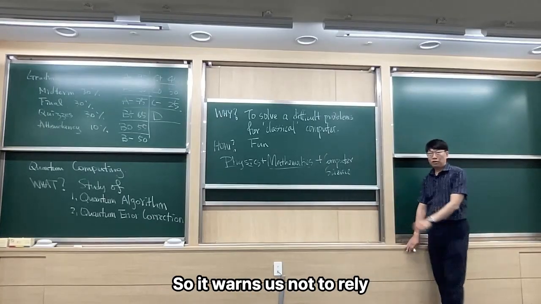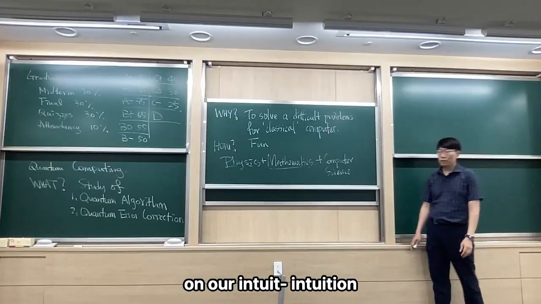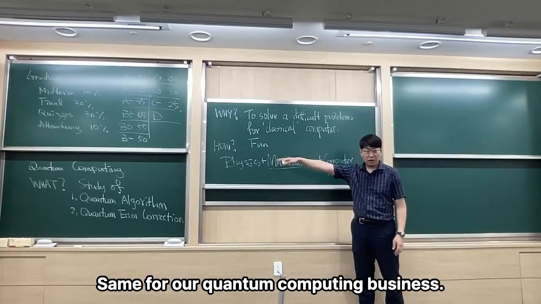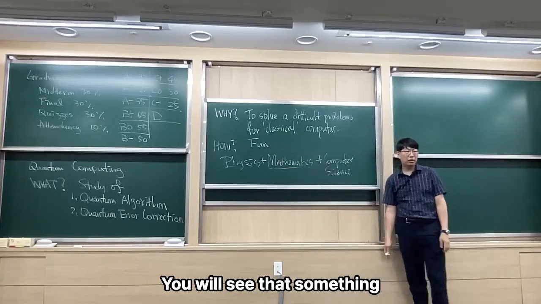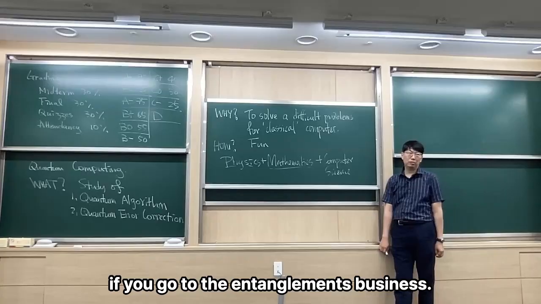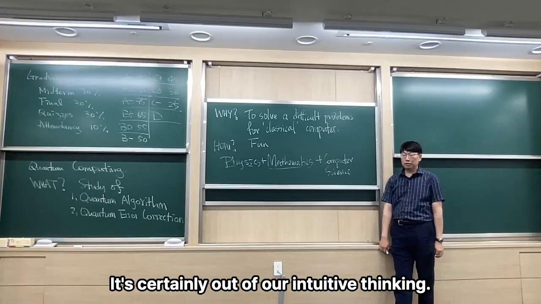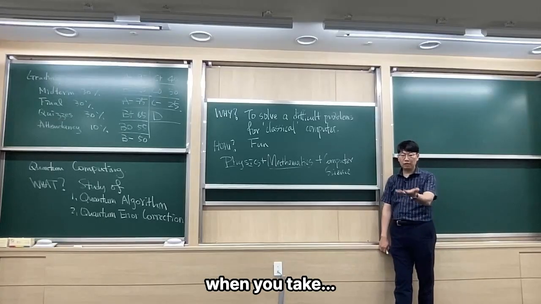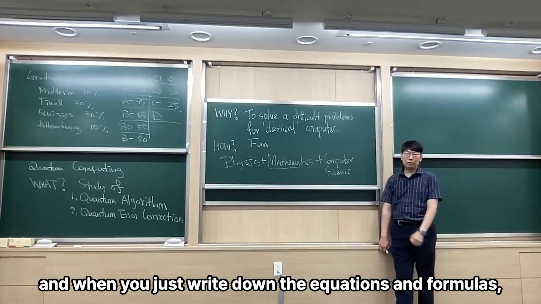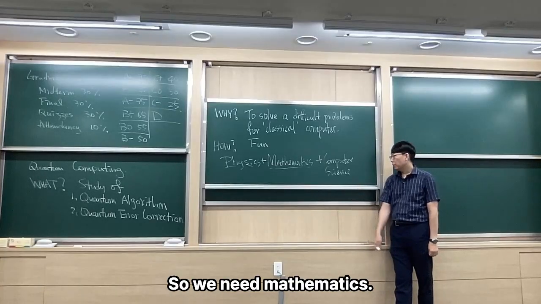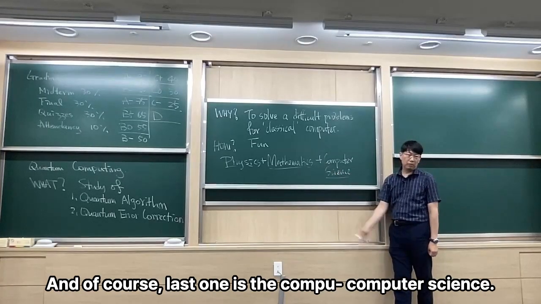So it warns us not to rely on our intuition when dealing with quantum mechanics. The same goes for quantum computing. You will see that something is very weird in some cases. For example, entanglement is certainly out of our intuitive thinking. But when you just write down the equations and formulas, it all makes sense. So we need mathematics. And of course, the last one is computer science.